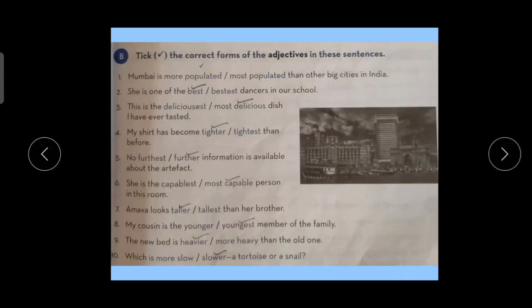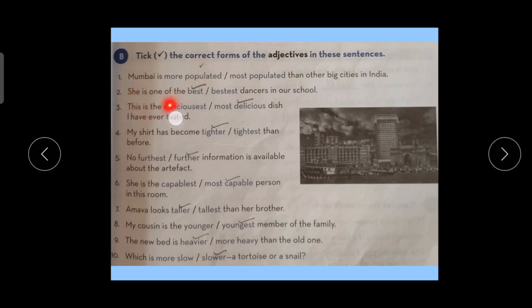Now we will do exercise B. Tick the correct forms of the adjectives in these sentences. Mumbai is more populated or most populated than other big cities in India. Here, Mumbai is being compared to other cities, and the word than is used here, which suggests that we have to use the comparative degree of the adjective. Comparative degree is more populated. That's why we tick this adjective.